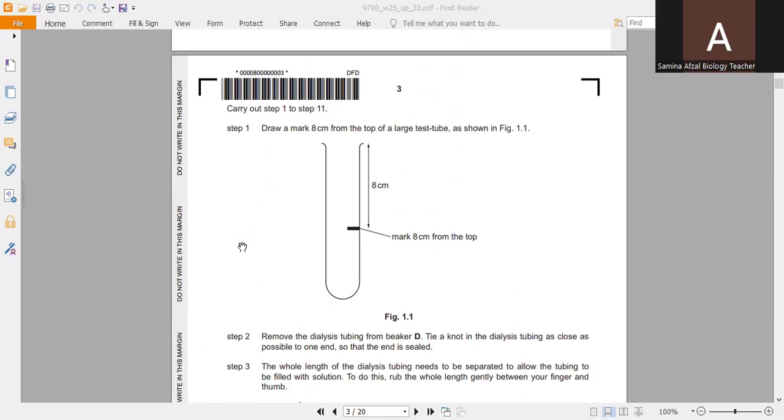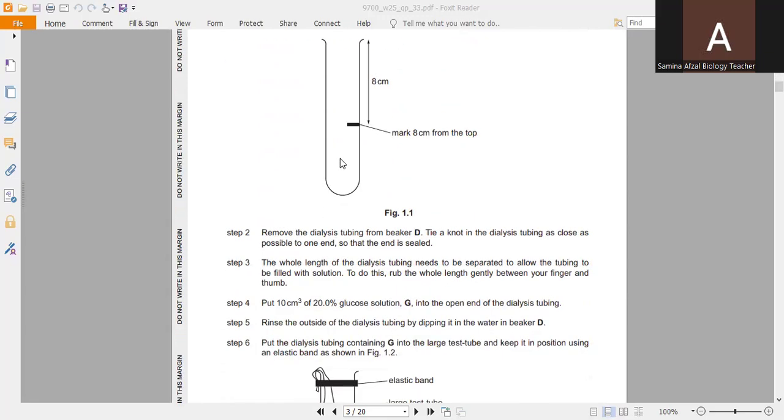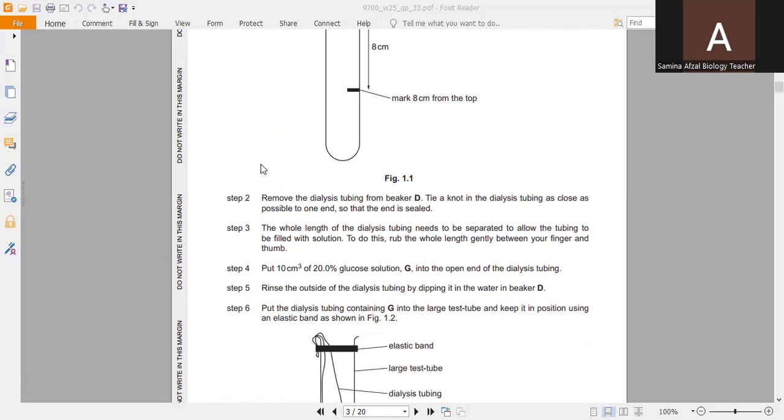Now, the different steps which you have to carry out during this investigation. Carry out step 1 to step 11. Step 1, draw a mark 8 centimeter from the top of the large test tube as shown in figure 1.1. You can clearly see this mark, which is 8 centimeter away from the bottom.